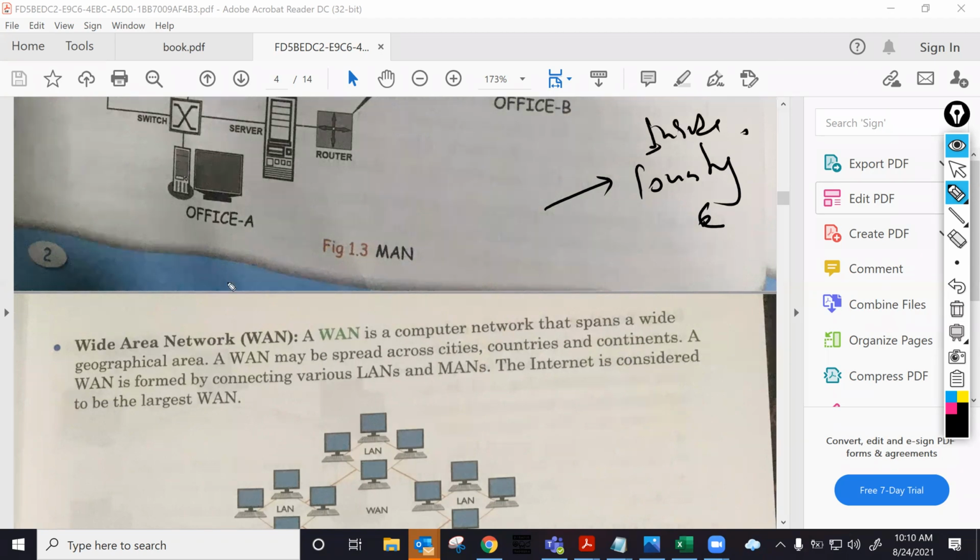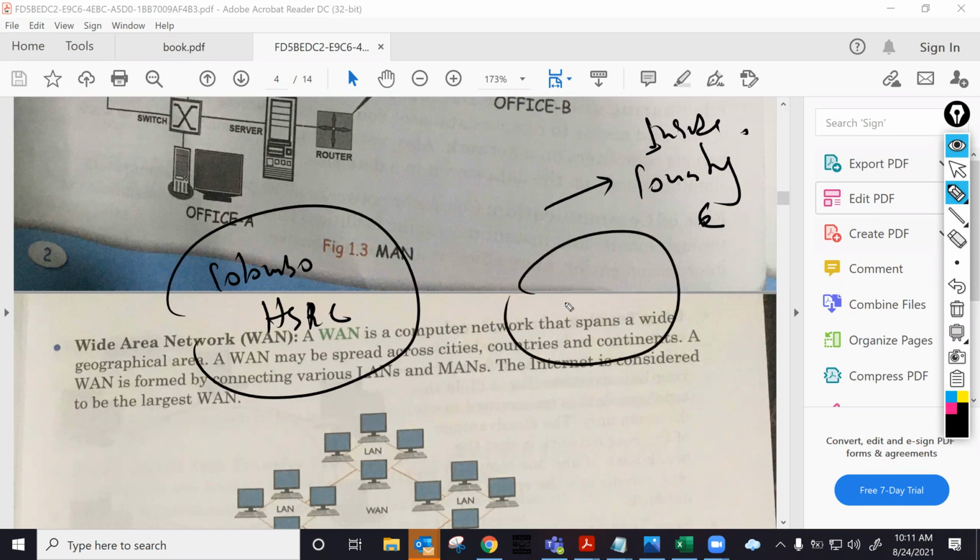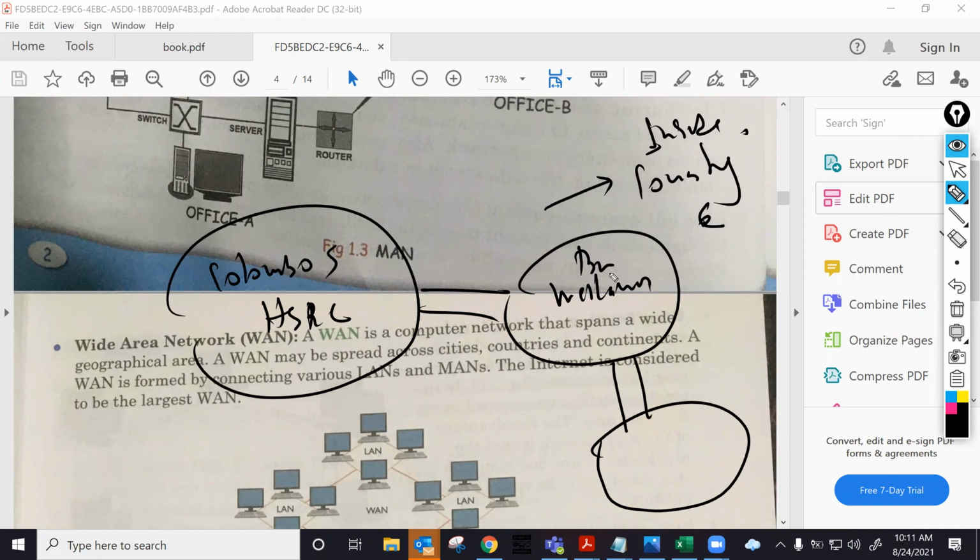For example, in a banking system, we have the Colombo head office of HSBC, right? Now we have another HSBC in Colombo 5, or Wellawatte, then we have Bambalapitiya, whatever. So they are connected. This is normally a banking system. They have a head office and they have branches. So the branches and the bank head office are interconnected through the metropolitan area network. Got it? Right, very good.